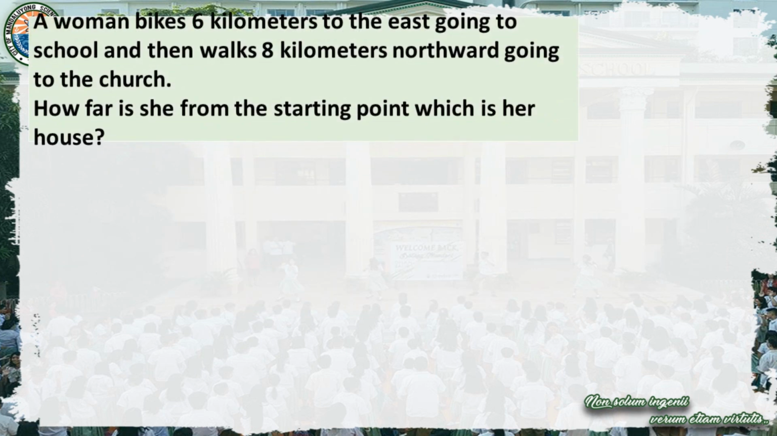The problem is this. A woman bikes 6 kilometers to the east, going to school, and then walks 8 kilometers northward, going to the church. Now the question is, how far is she from the starting point, which is her house? So in math, it is really a must to visualize the problem by drawing diagrams or illustration. So here it is.